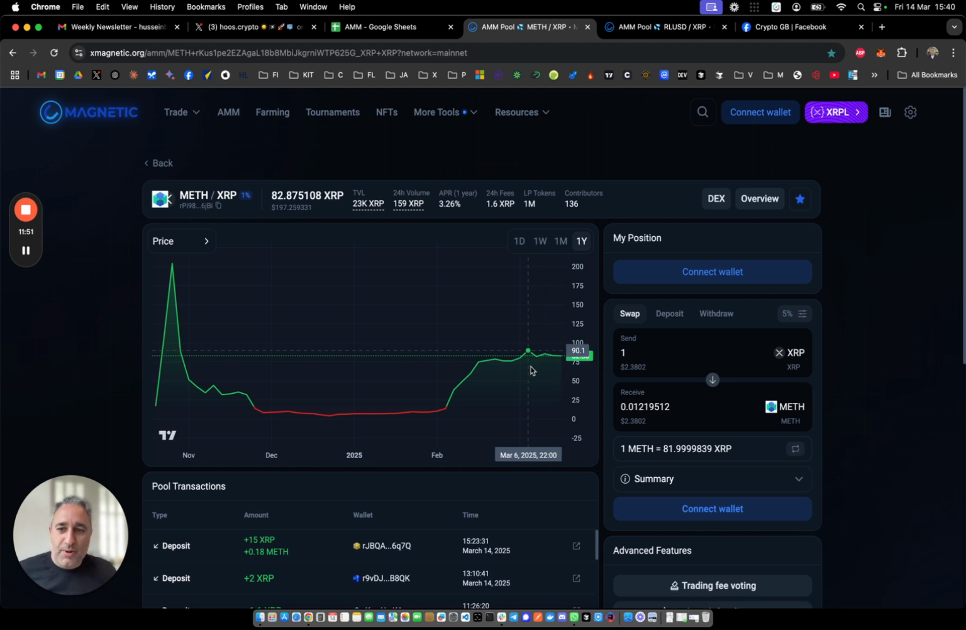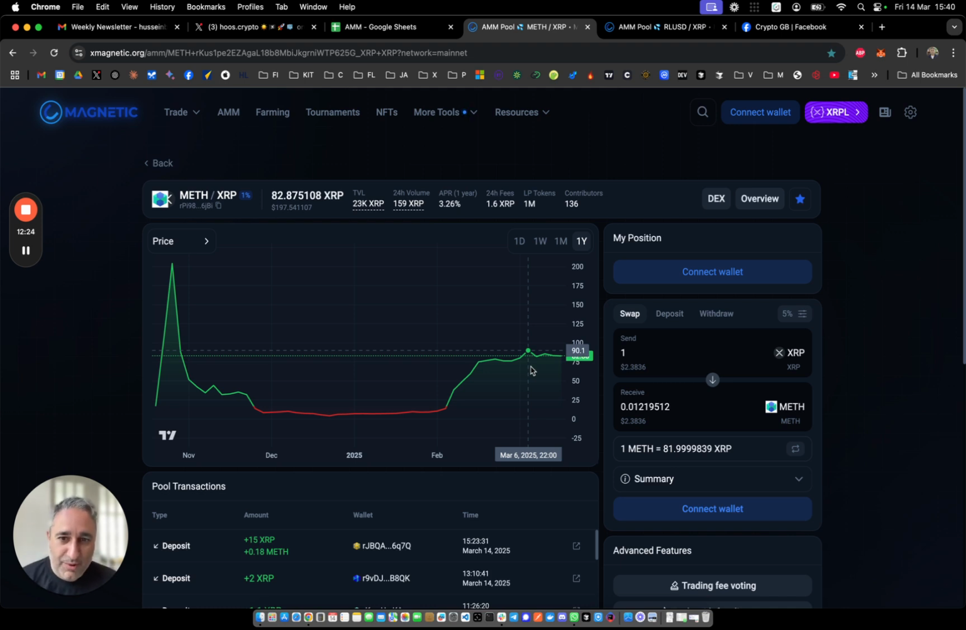Now, the really interesting thing about this, and David Schwartz also mentioned it, is that in the background, XRP is now going up in value against RLUSD. So your MEF has gone up against XRP, and XRP has also gone up against RLUSD. Essentially, MEF has turned into, like any other meme coin, a leverage trade on XRP. It's a form of leverage, if you like.